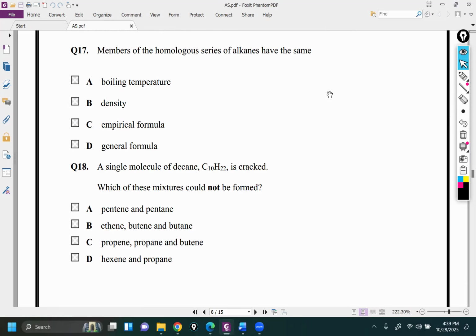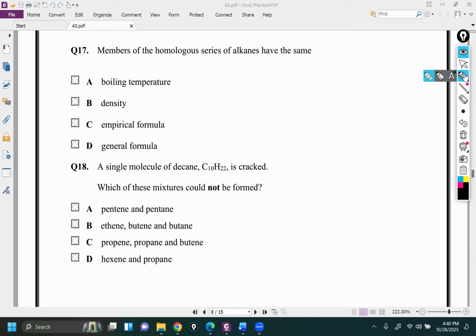Members of the homologous series of alkanes have the same. Now these are the characteristics of a homologous series: boiling temperature, density, empirical formula, and general formula. This question is also a repeating question. So the members of all the homologous series have the same general formula.